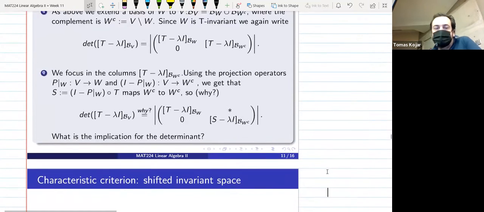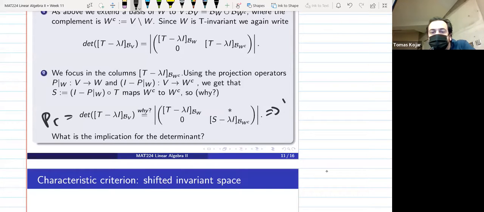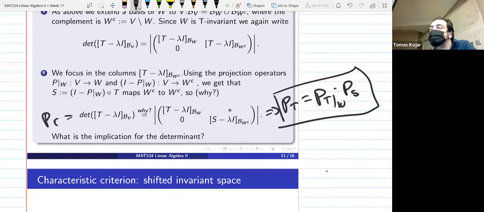Yeah, so let me write the implication. The implication from here is that PT is equal to the thing we just talked about before. So you have P_T restricted to W, and then P of S. So you have this nice clean formula. And we're going to use that P of S is a product of diagonal entries. So yeah, one step at a time. This is a long proof.